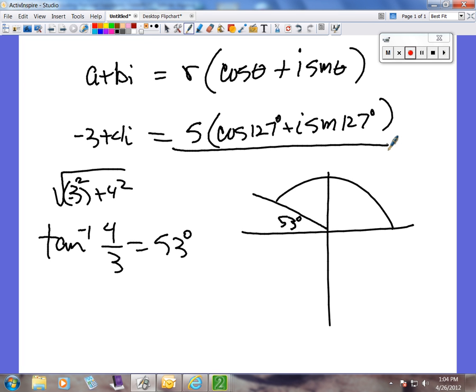We're not solving, honey. We're just changing it from complex to polar.